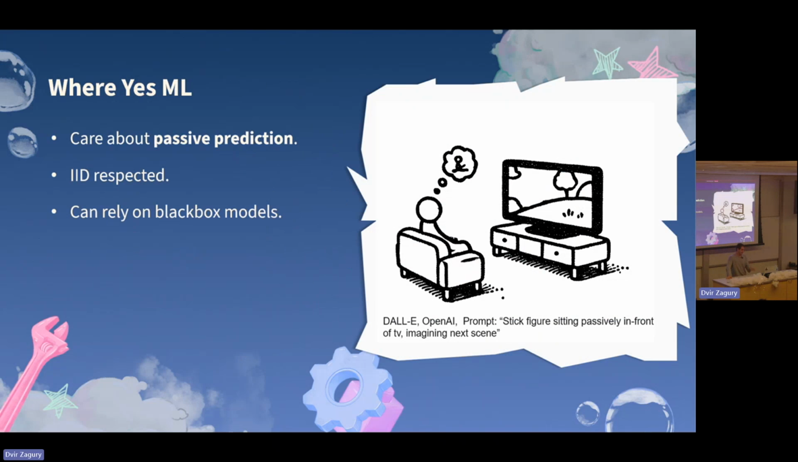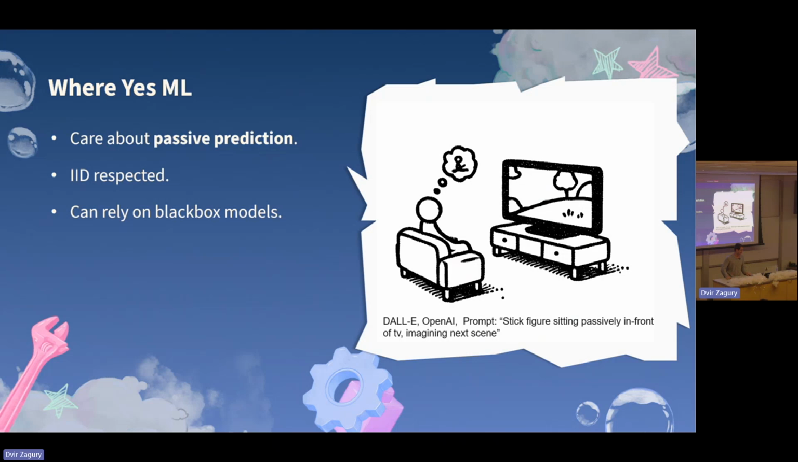And so this gets us to where we do use machine learning, which relies on correlations. Where you use it is where you care about passive prediction. That is, if you're not really part of the system, if you're not intervening in it in any way, it's more static. There's a sketch here on the right of a stick figure sitting on a couch and trying to guess what the next scene is in the TV he's watching. That's an example of passive prediction. He's not really interacting with the story.